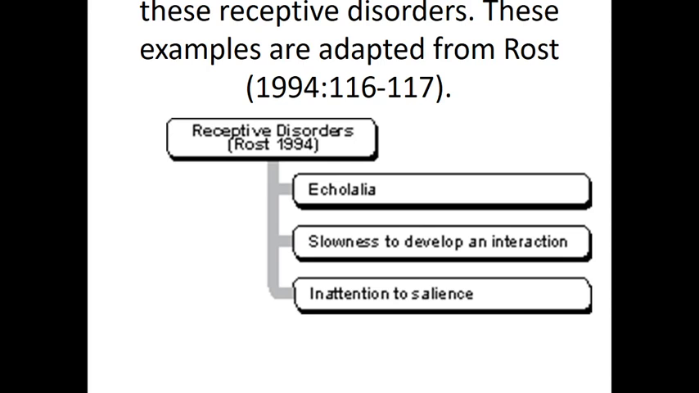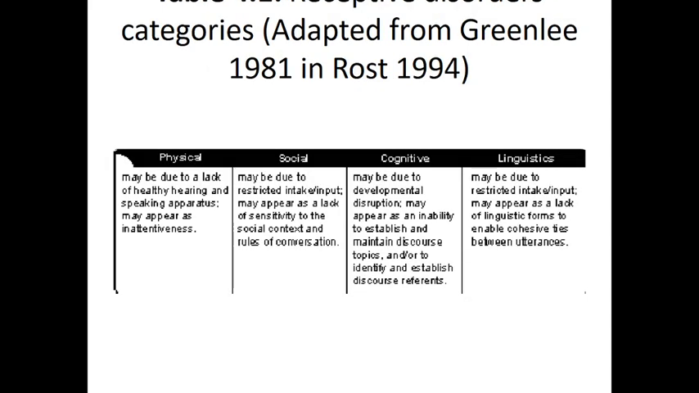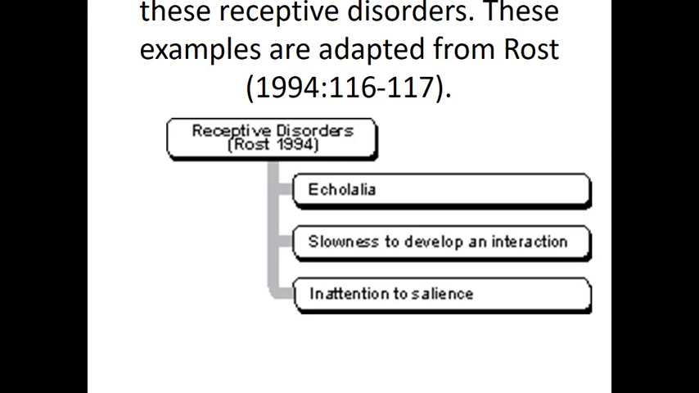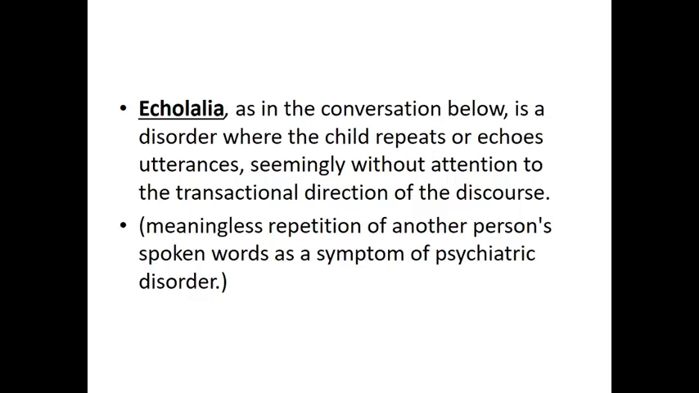include echolalia, slowness to develop an interaction, and inattention to salience. Echolalia is meaningless repetition of another person's spoken words as a symptom of psychiatric disorder. Meaningless repetition here. It is a disorder where the child repeats or echoes utterances in the discourse without attention to the transactional direction.